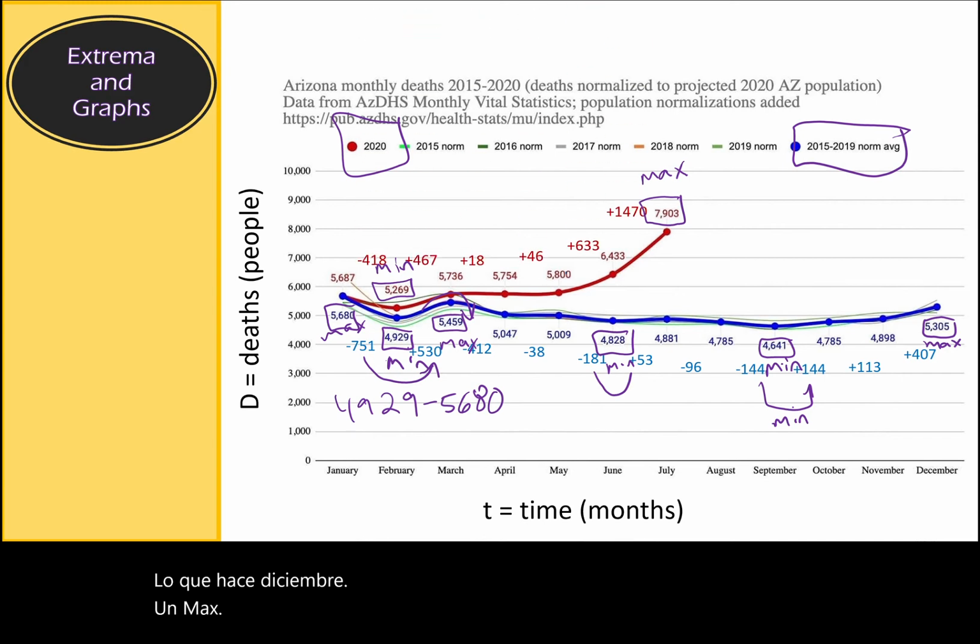Looking at our first differences for 2020, there's actually only one sign change. And that happens in February, because the number of deaths started increasing in February and hasn't stopped increasing for the data that we have here. So that tells us that our global min is the local min, our global max is the local max.